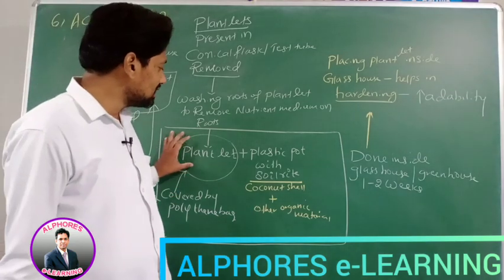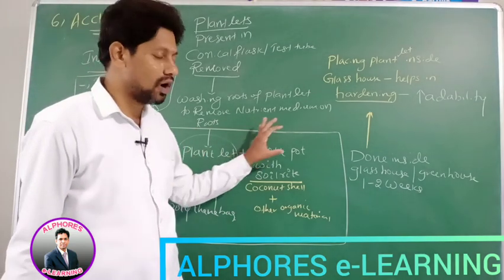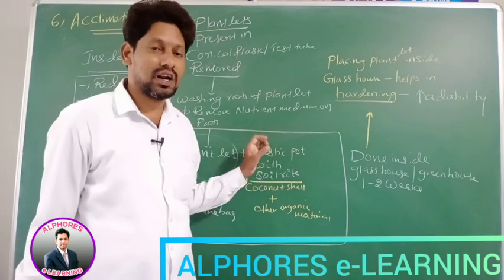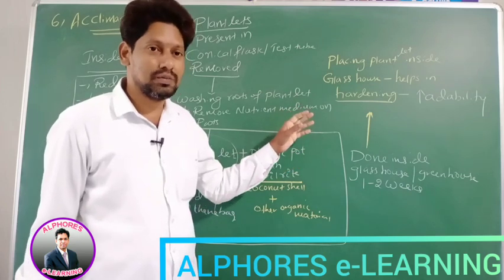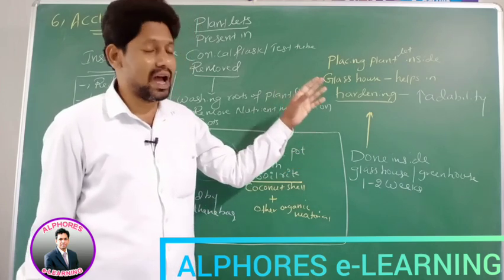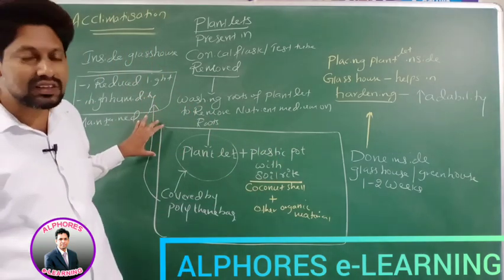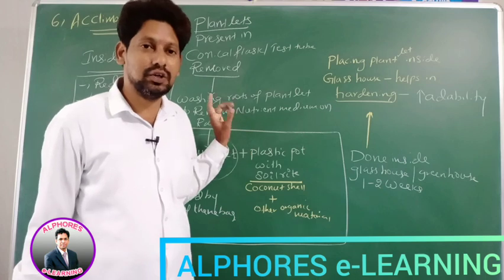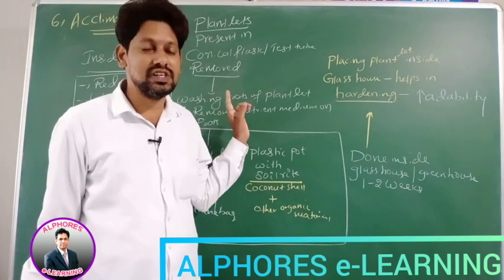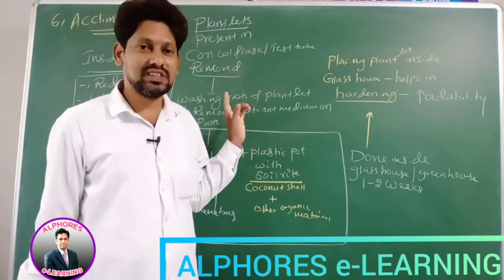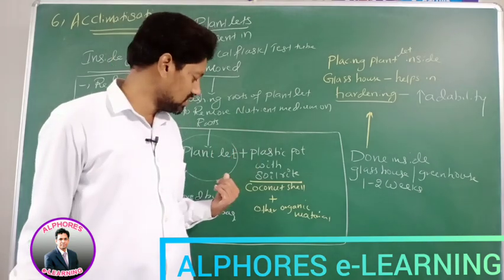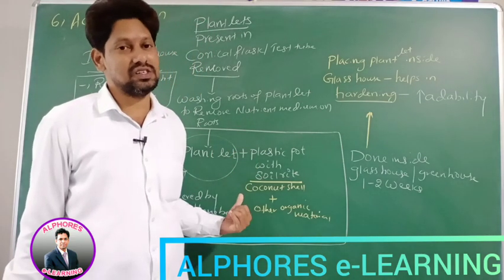Sir, why are we placing the plantlet in a glass house or greenhouse? For undergoing hardening. Hardening means increasing what, sir? Adaptability. During this hardening process, reduced light and high humidity are provided. Who provides this high humidity, sir? The polythene bag provides this high humidity.